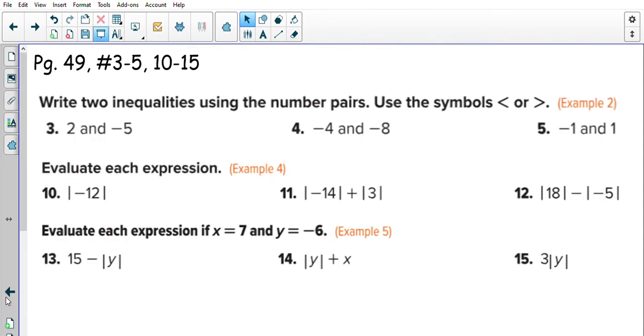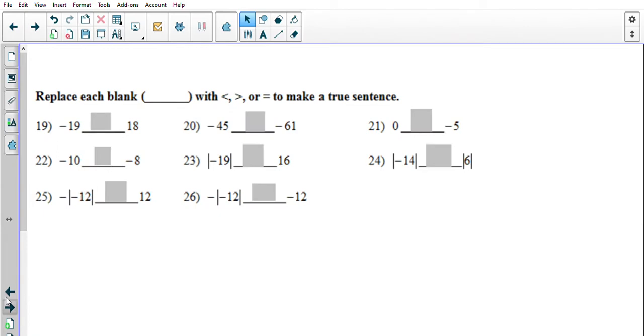All right, so let's continue with the examples. I didn't put a lot of independent practice in here because, as my pre-algebra students, I know that you probably don't need a lot of independent practice on this. So let's keep moving through this. These questions ask us to replace each blank with less than, greater than, or equal to make a true sentence.